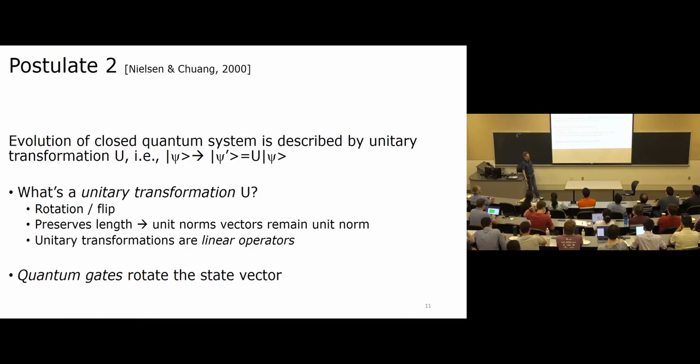So that's the first postulate. There exists a state space. For one qubit, the state space is two numbers; for two qubits, four numbers. We'll see these details. Second postulate: evolution, quantum evolution.